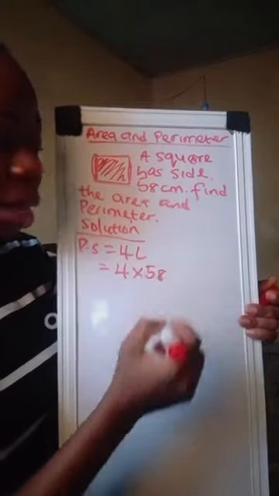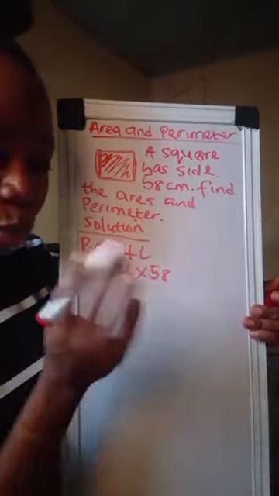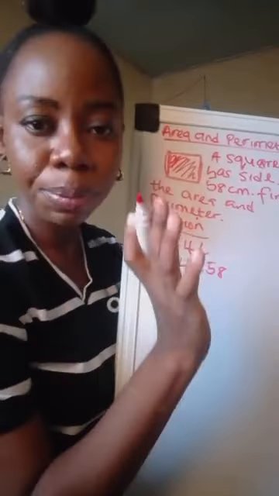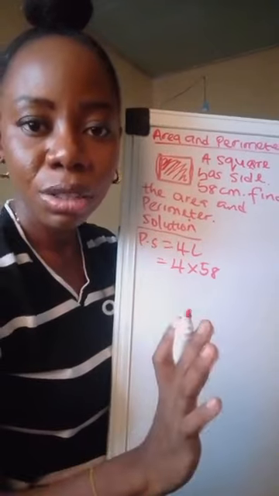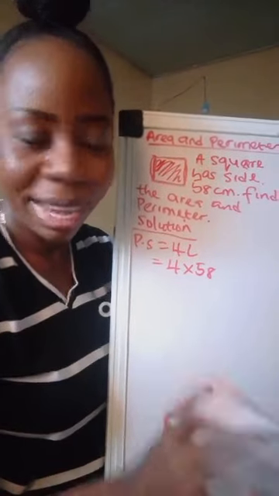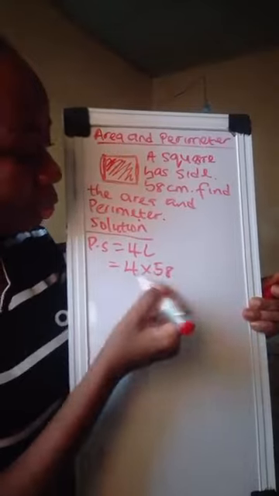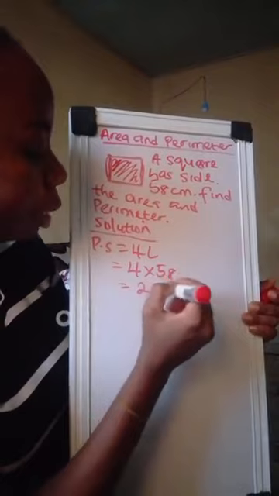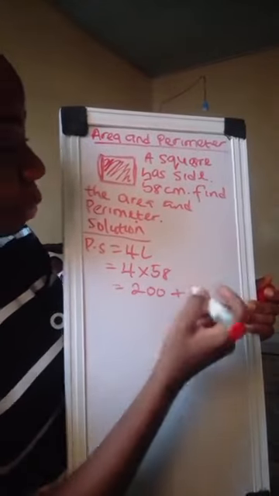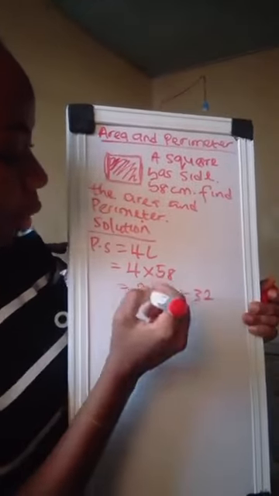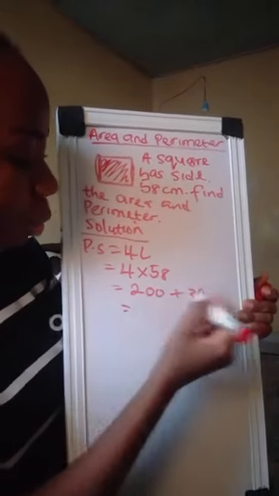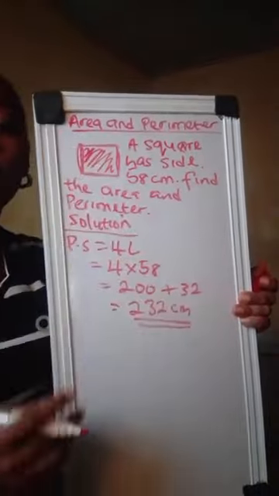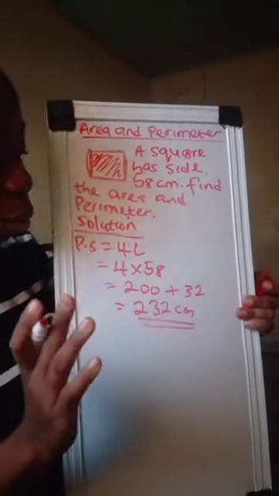58. So let's do mental math here. You don't need your calculator. So 4 times 58, remember that multiplication has distributive attributes. So we can say 4 times 50 and then 4 times 8, and we add them up. 4 times 50 is 200 plus 4 times 8 is 32. So 200 plus 32 is 232 centimeters. That is the perimeter of this square, 232 centimeters.